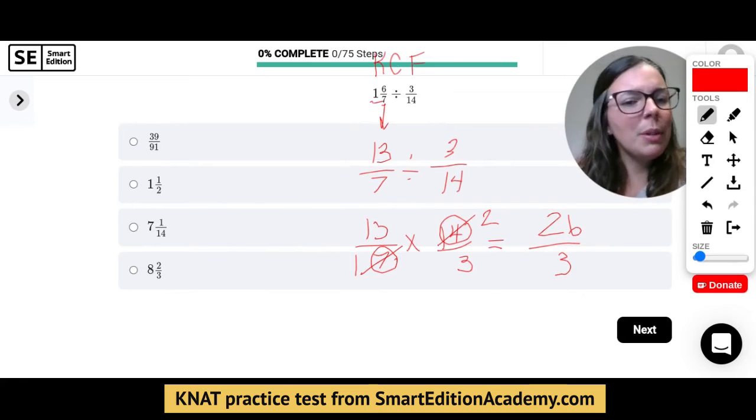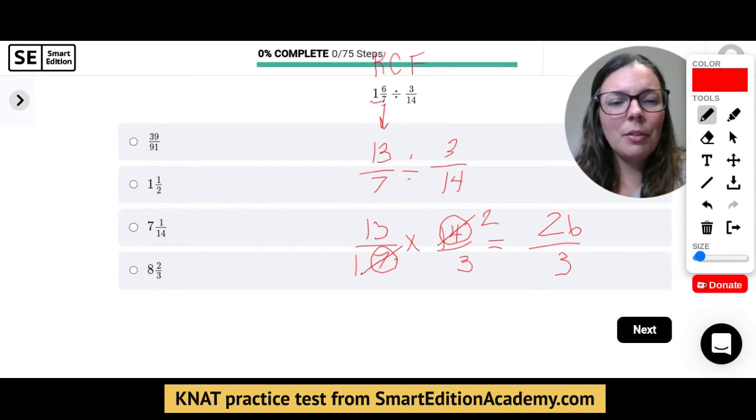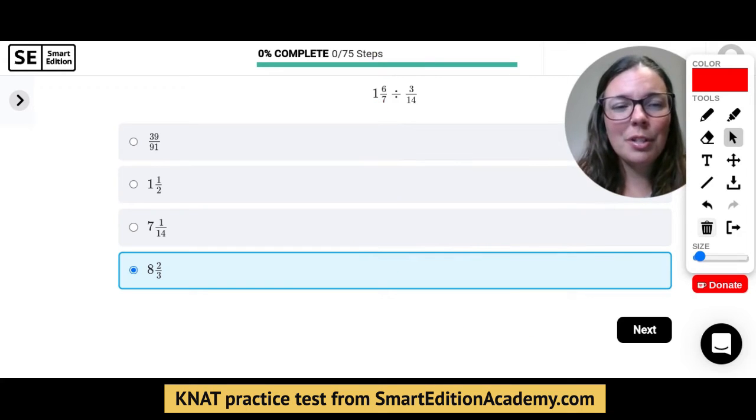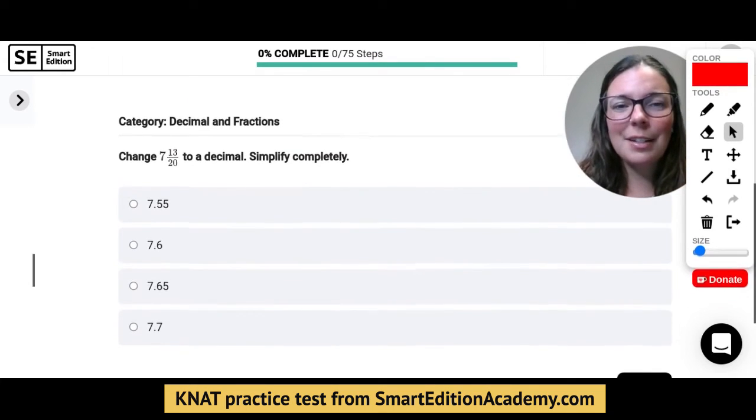So 26 over 3, we need to turn into a mixed number. 3 goes into 26 8 times. That would be 24. So we'd have 2 left over, 8 2/3. Okay, so cross-canceling can be a strategy that can be really helpful in order to simplify ahead of time and not have to worry so much about simplifying those fractions at the end.